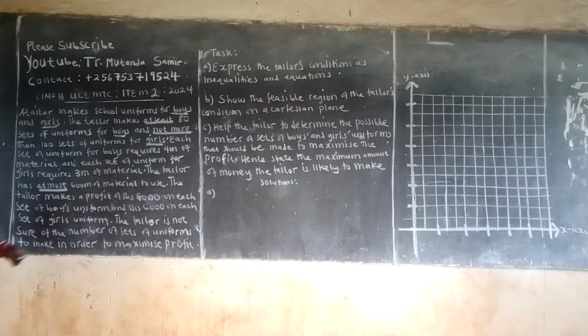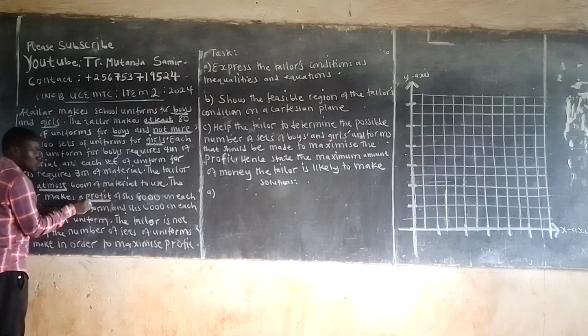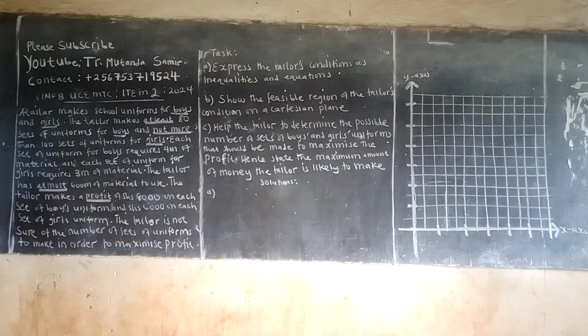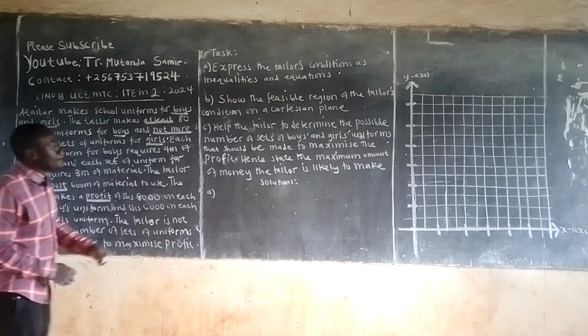The tailor makes a profit. Whenever they reach this profit, this area is what we use to either maximize or minimize. Whenever you see this statement, you shouldn't put it among the equations. Whenever you see a tailor makes a profit, the whole science has ended. It means that all the equations lie from here upwards. You see that this part of profit will work here.